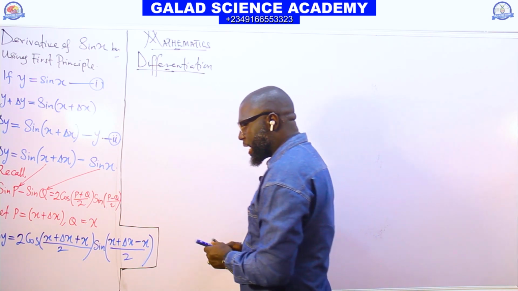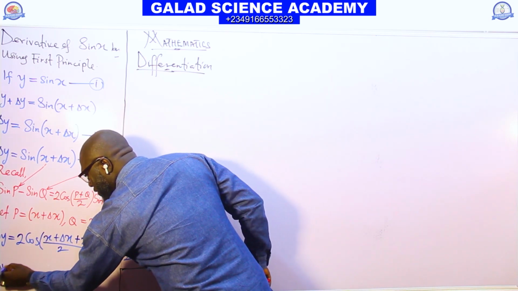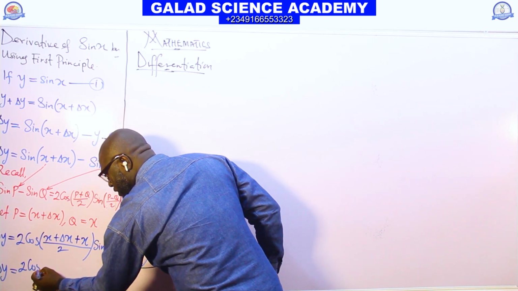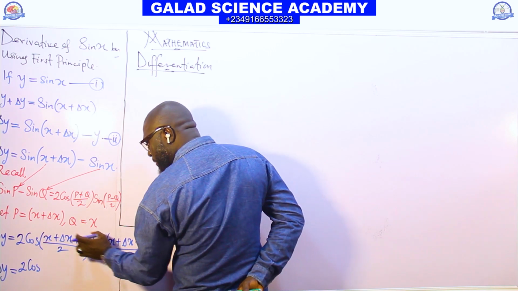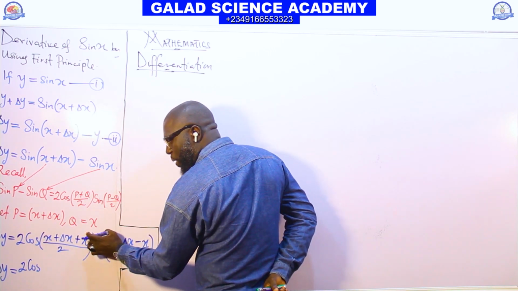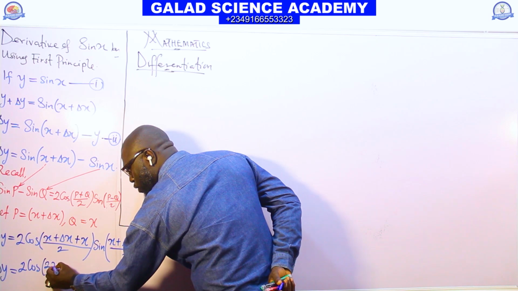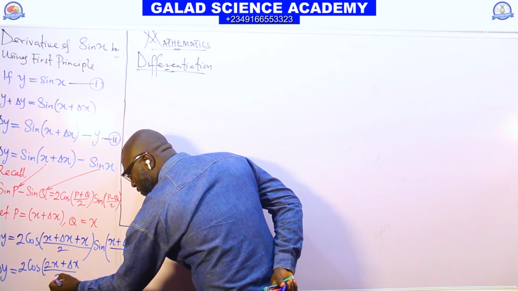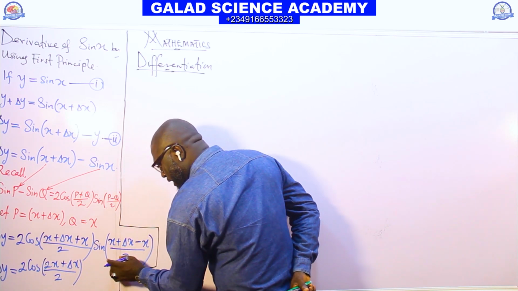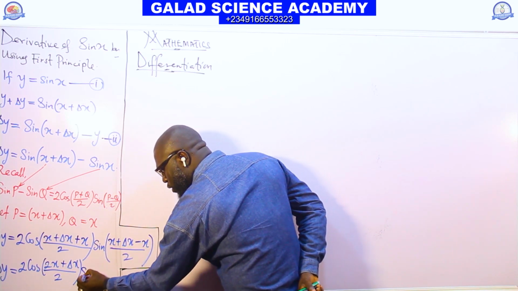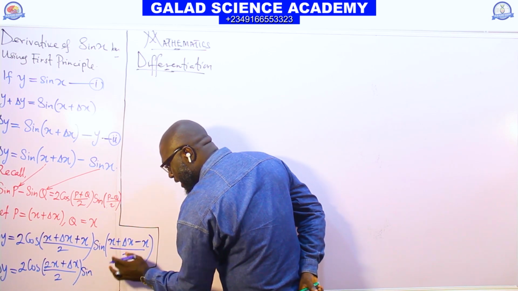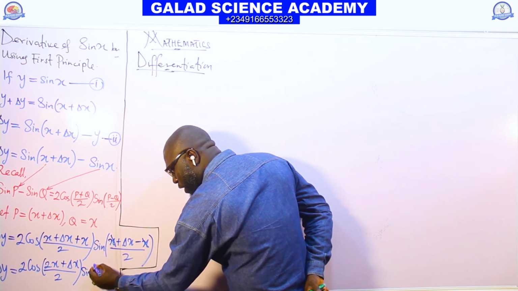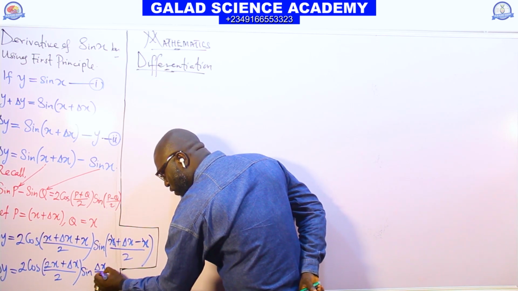By solving further, we have 2 cos of x plus x, 1x plus another 1x. This will give us 2x plus change in x, everything over 2. Then here we have sine. Add this together, this x minus x will cancel each other. We are left with sine change in x over 2.